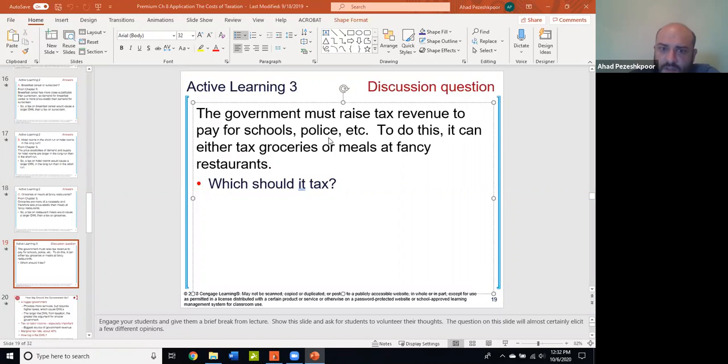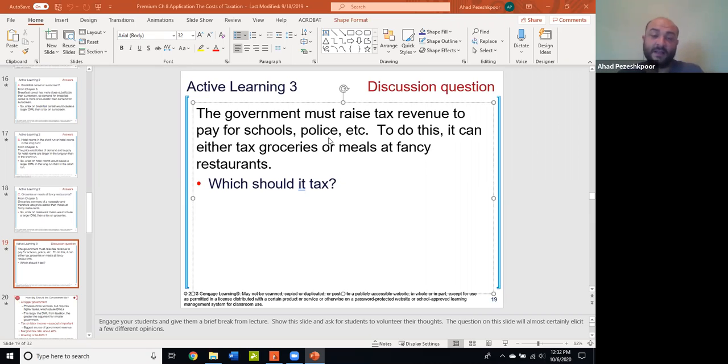Groceries. Why groceries? Do you really want people to starve? Why groceries? Yep, we would receive more tax revenue from groceries. But then you may end up having angry people on the streets, not really happy with paying taxes for the groceries. Everyone buys groceries. Yeah, that makes sense.